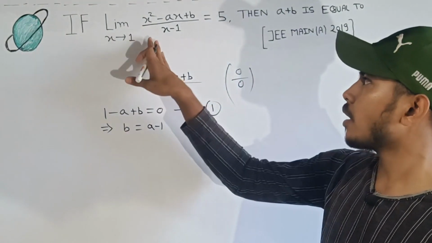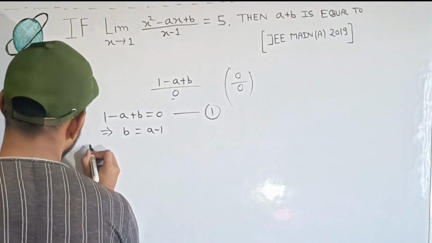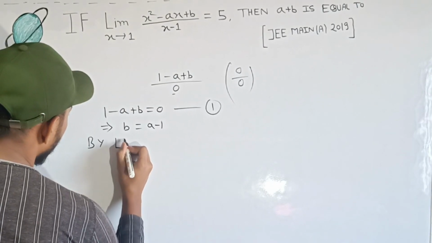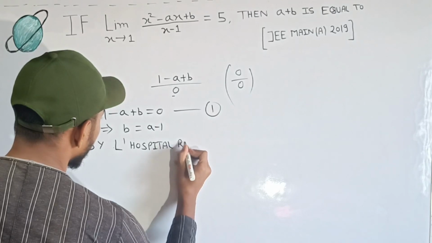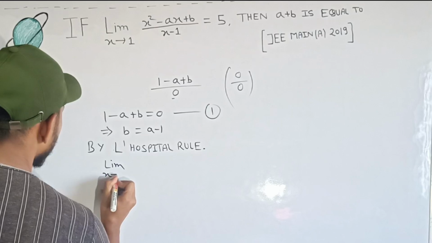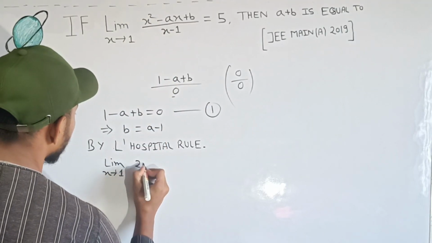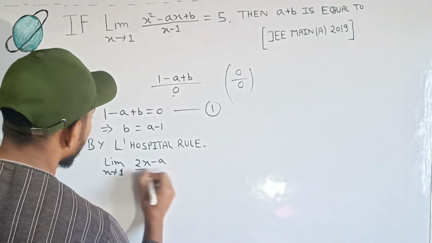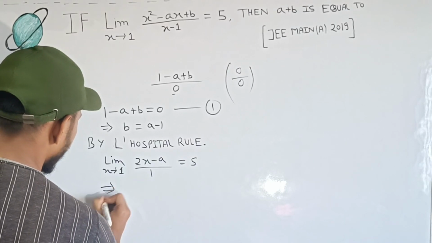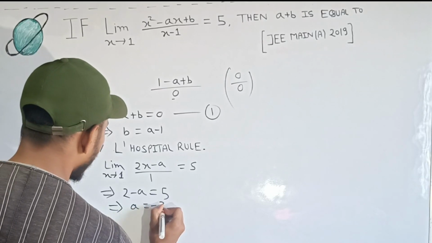Now let's come to the point. We shall solve this limit by L'Hospital rule. So you can write here, by applying L'Hospital rule, limit x tending to 1 of 2x minus a divided by 1, and that is equal to 5. So further we write minus a equal to 5. So from here we get a equal to minus 3.